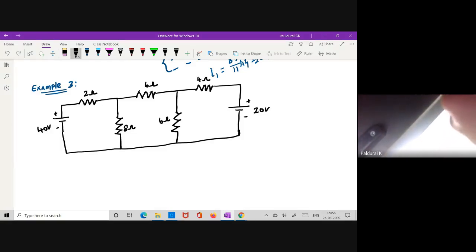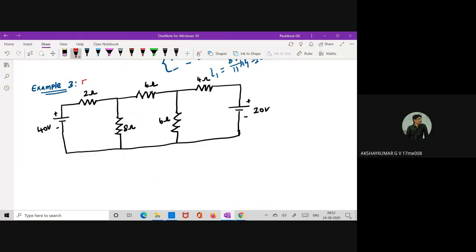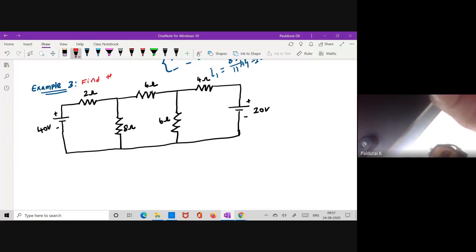What could be the question? Any guess? Find I1, I2, I3, sir. Find the loop currents.